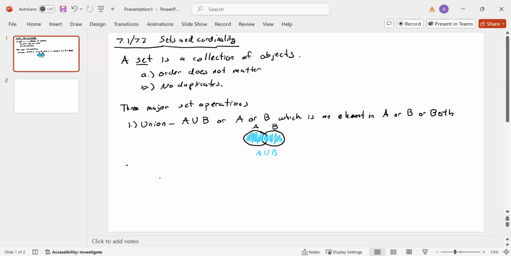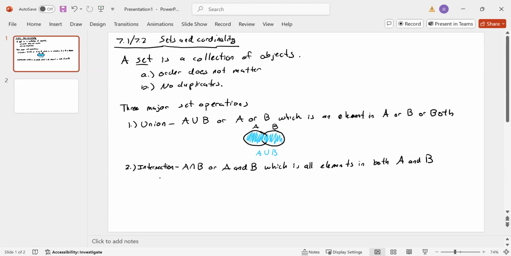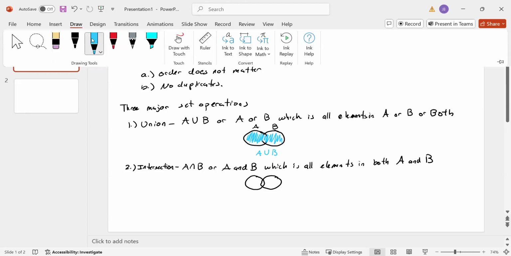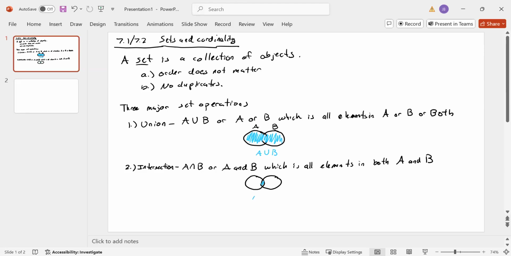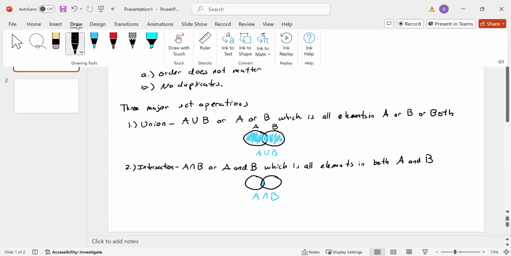The other one is the intersection. So that's A intersect B, or A and B. So the word "and" is the word for that, which is an element in both A and B. From the Venn diagram perspective, that's just going to be this little region right here. So A intersect B.